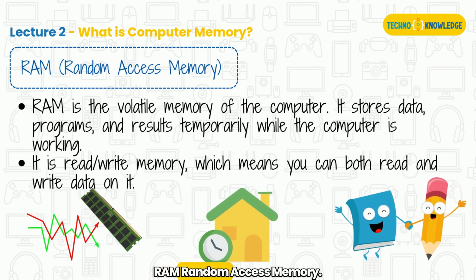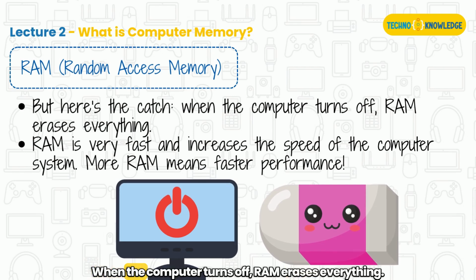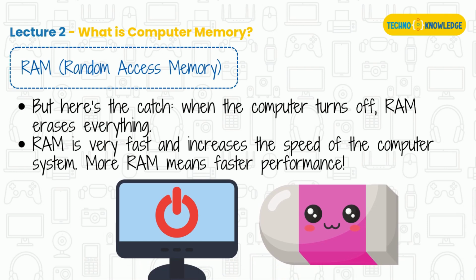RAM, random access memory. RAM is the volatile memory of the computer. It stores data, programs, and results temporarily while the computer is working. It is read-write memory, which means you can both read and write data on it. But here's the catch. When the computer turns off, RAM erases everything. RAM is very fast and increases the speed of the computer system. More RAM means faster performance.